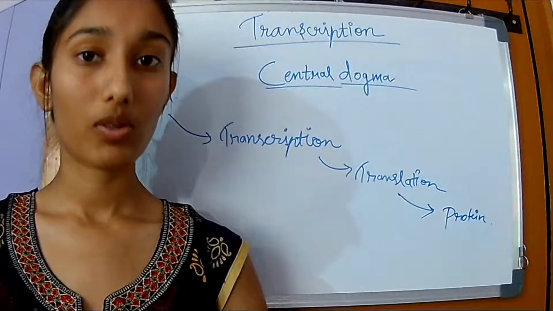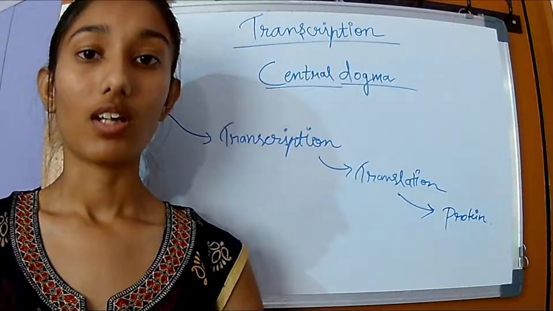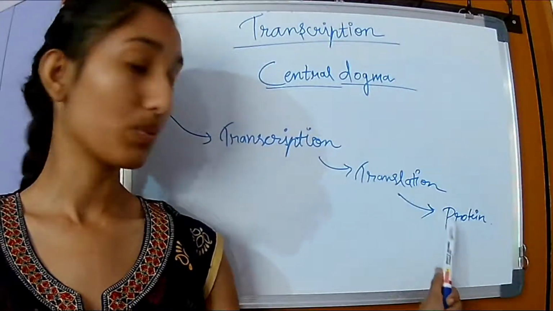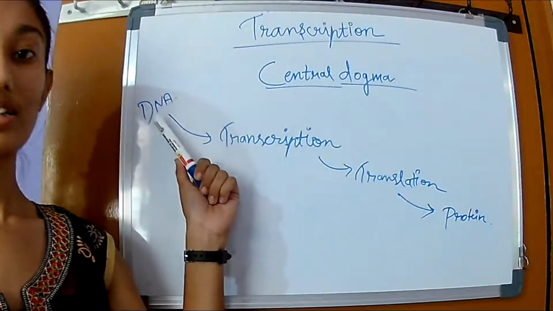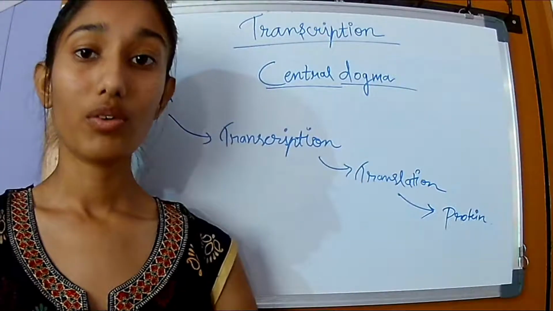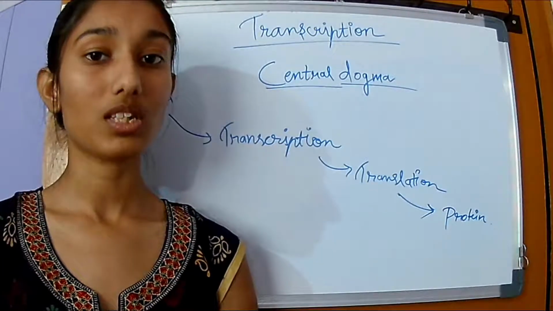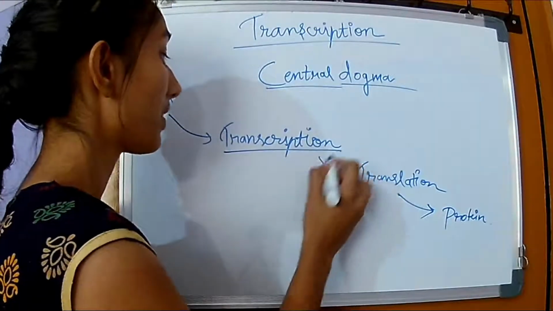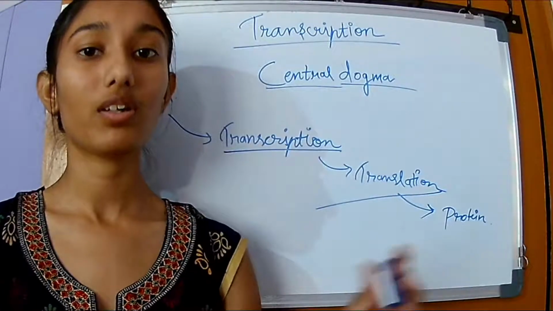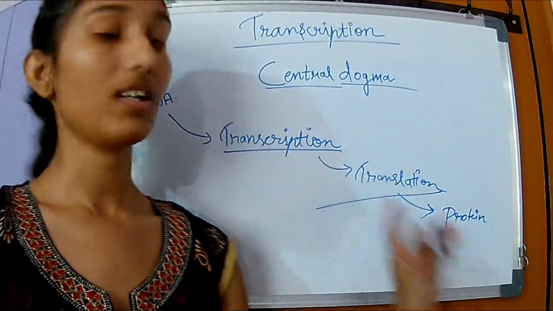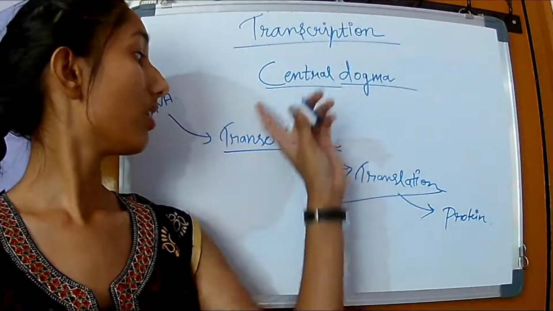Now before we study transcription, we should first study what the central dogma of life is. In the central dogma, the product is protein and the information comes from the DNA. To transfer the information from DNA to protein, we have to take two steps, which are transcription and translation. These are two processes in which we can convert the information from DNA to protein. In this video, we are going to learn about transcription.